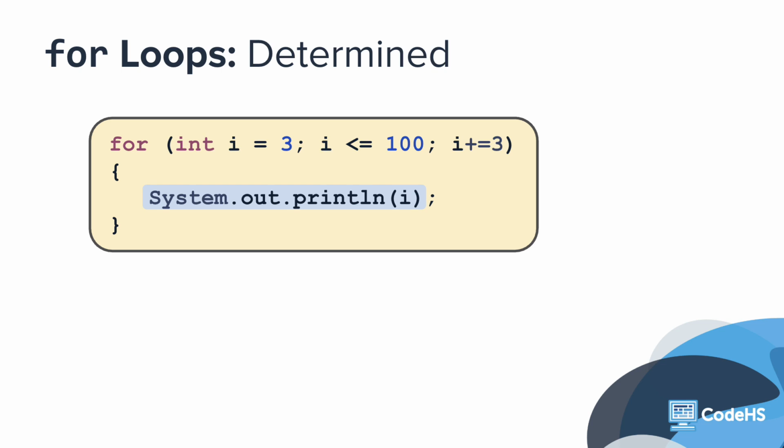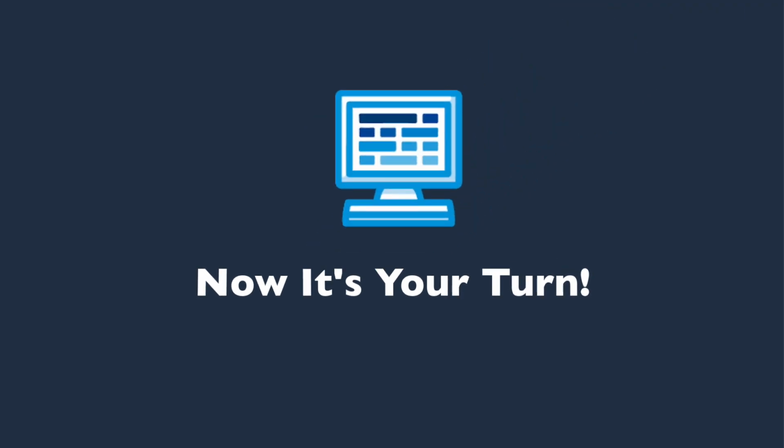Manipulating the initialization, Boolean expression, and update values reduces the number of iterations the loop will go through in order to print all the multiples of 3, ultimately reducing runtime and making the program more efficient. Now it's your turn to practice using for loops in your own programs.